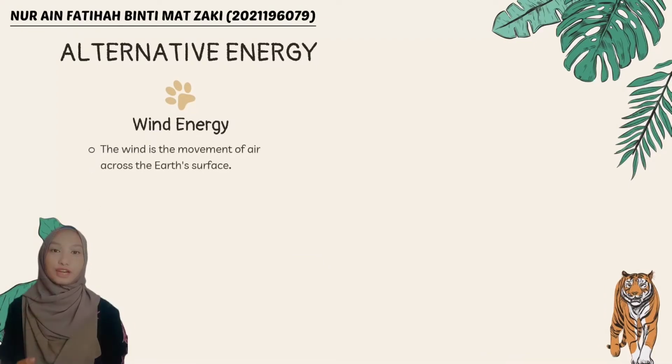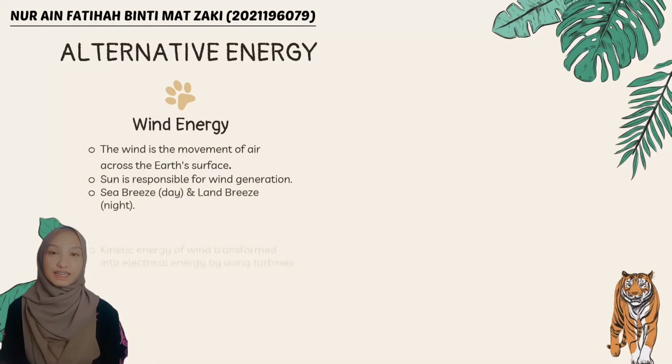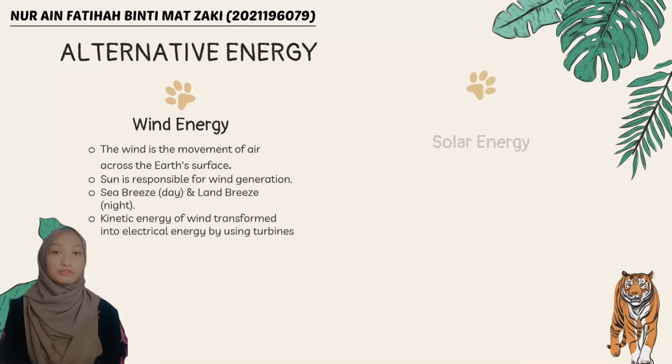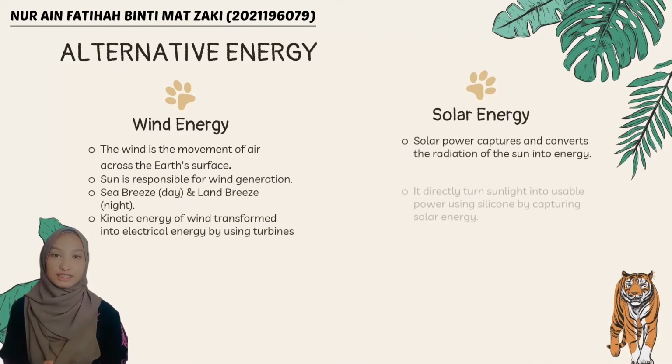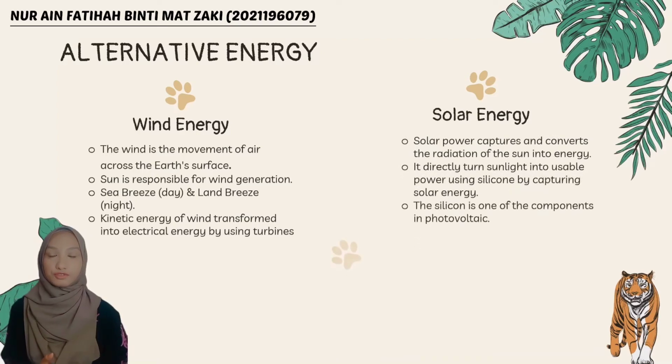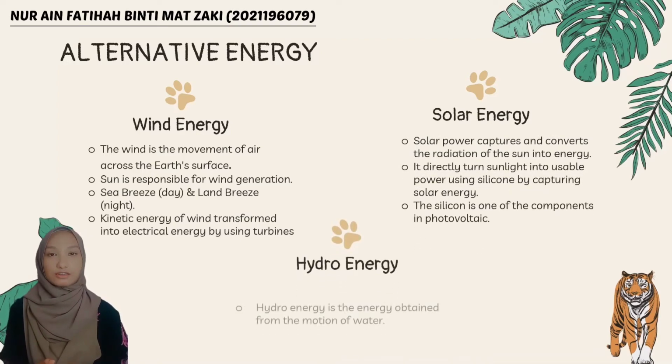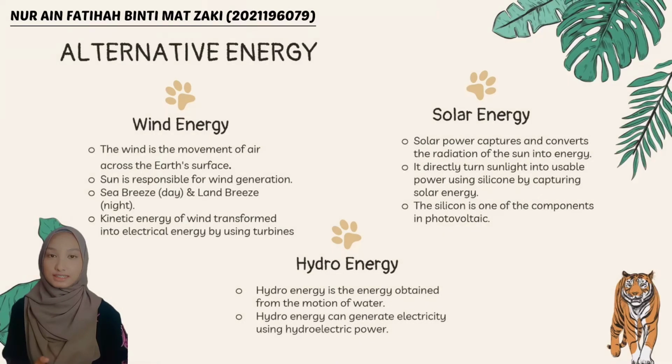Assalamualaikum, my name is Nur Ain Fatihah binti Mat Zaki from CEH 2431. I will be presenting three parts of this presentation: the alternative energy for the future, the utilization technology, as well as the potential of this alternative energy development in Malaysia. There are three types of alternative energy that we propose in this project, which are wind energy, solar energy, and hydro energy. Wind energy can be defined as the movement of air across the Earth's surface.